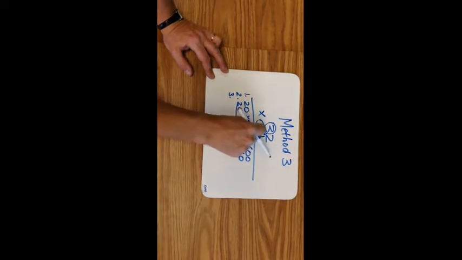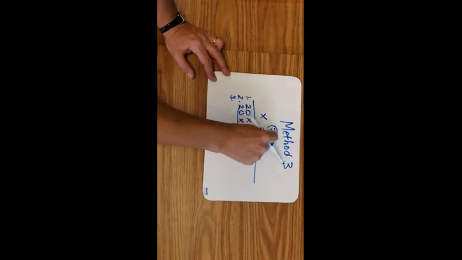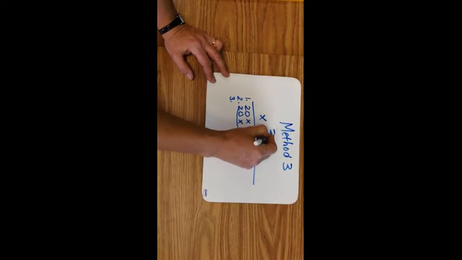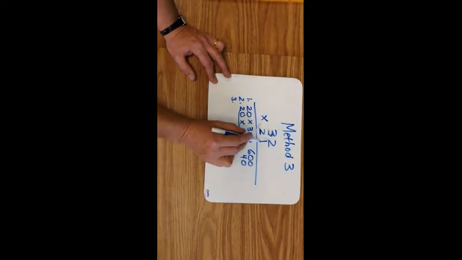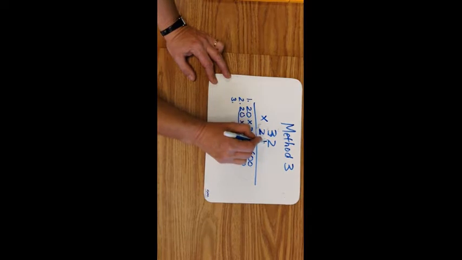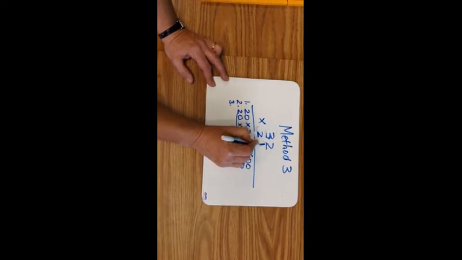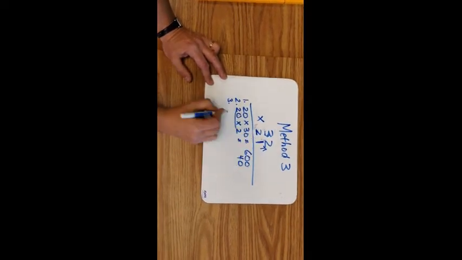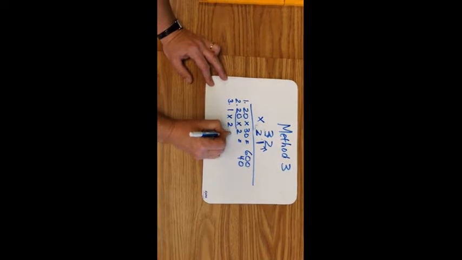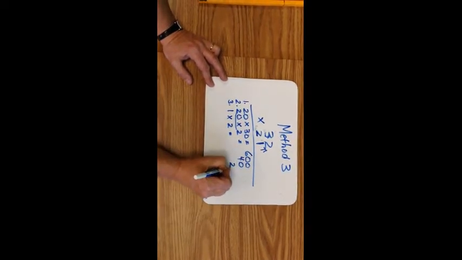Now that I've multiplied these 2 digits, I'm going to switch partners. I'm going to move over, and I'm going to now deal with the ones. So this stands for 1. And I'm going to multiply straight up, the 1 times the 2. 1 times 2 is going to equal 2.